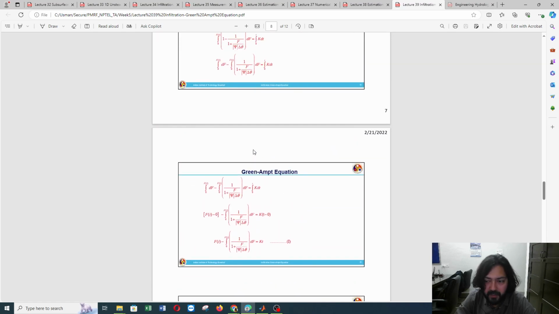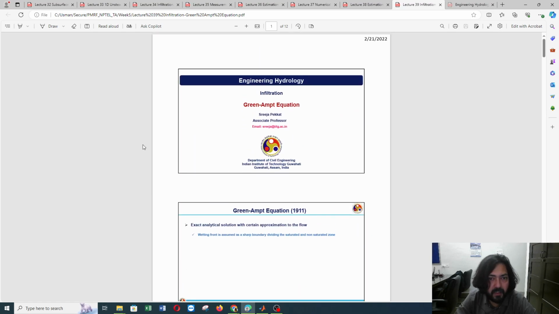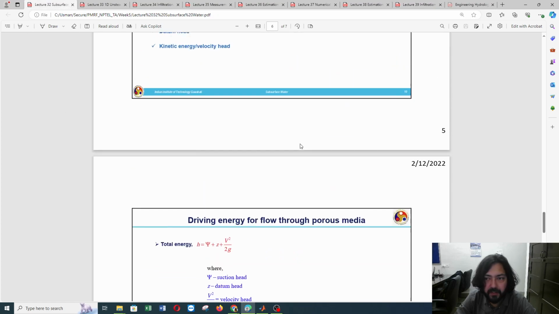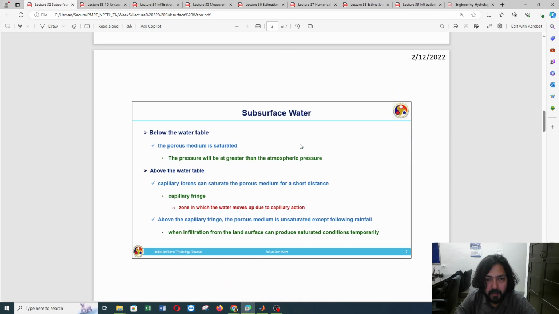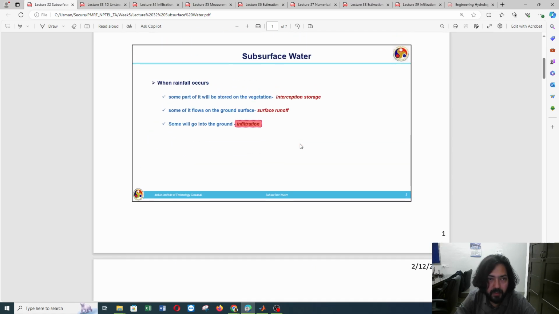So we'll solve a few examples now, like all the theory that was there in subsurface flow we have covered here. So we started with subsurface water, like how the rainfall which is occurring is getting divided when it comes onto the surface. It divided into the intercept and storage, then some of the water flows onto the ground surface and becomes surface runoff, and the remaining of the water gets infiltrated, and that is what infiltration is.